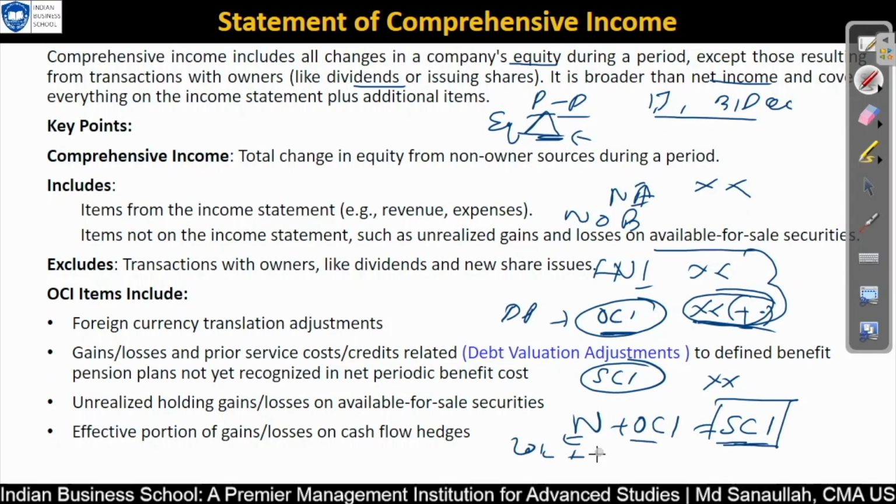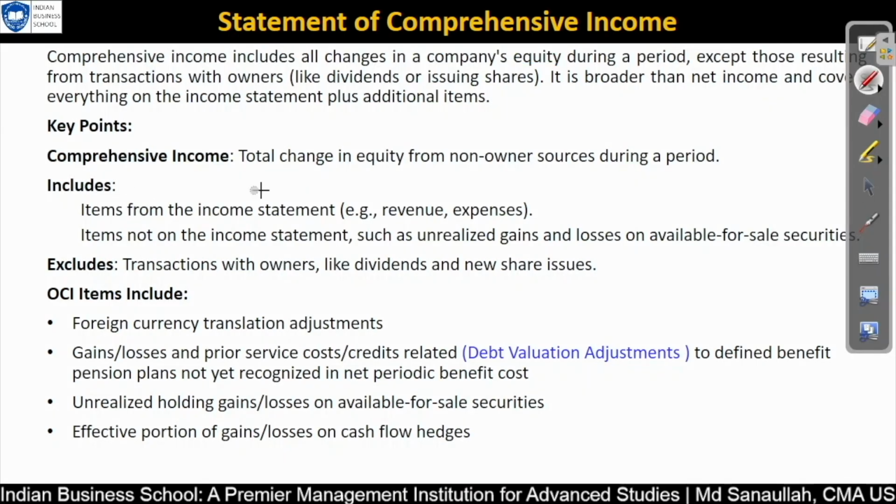They will give you the OCI as -5, and then after adjustment you will have 50. So in an MCQ they may ask what your OCI is, and you might answer 15. That is why I'm explaining: when they ask for OCI, you will give this value. When they ask for the statement of comprehensive income, then you will give this value. I hope it is clear to you.